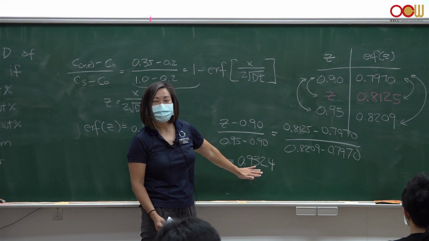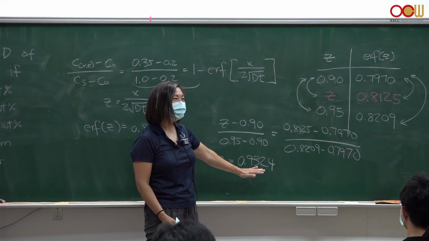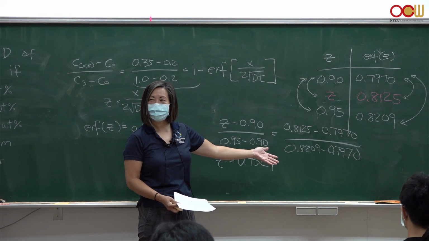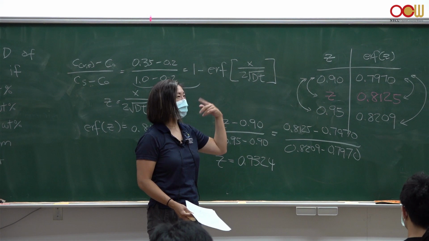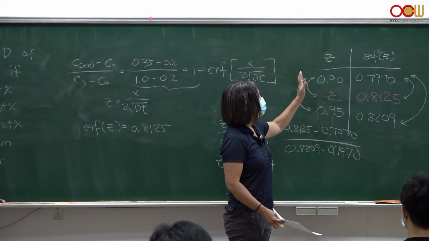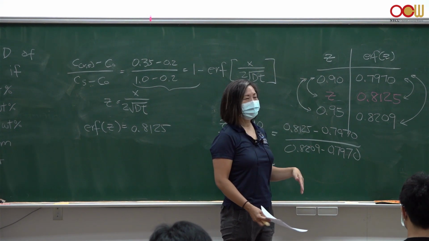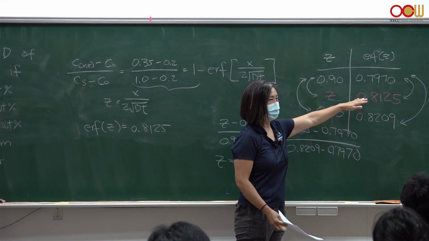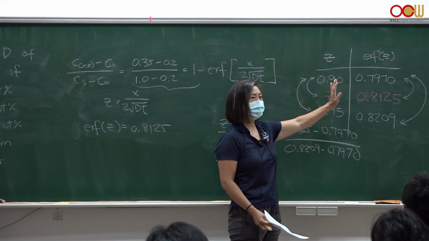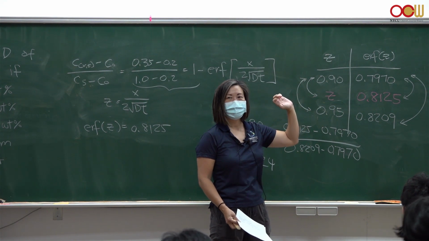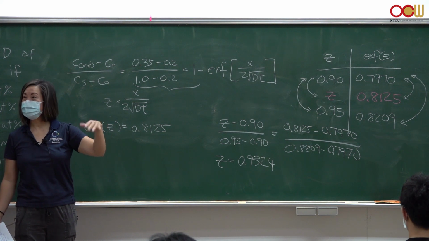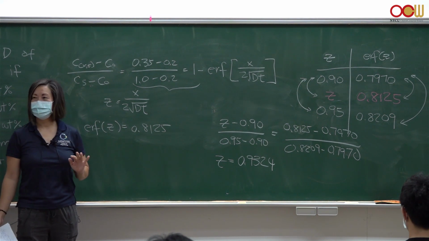If on a test you run out of time and you don't have time to do this calculation, it's not that hard, but you can absolutely just eyeball it and say z will be between 0.9 and 0.95. It's a little more than halfway, so I'm going to say 0.93. Good enough. If it looks like it's right in the middle, 0.925.